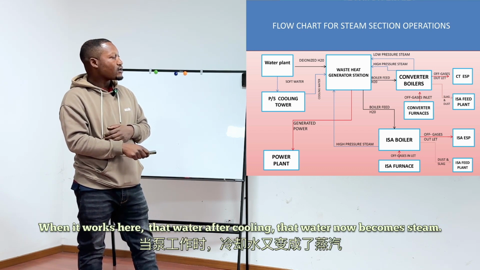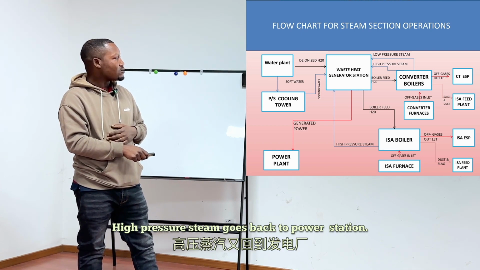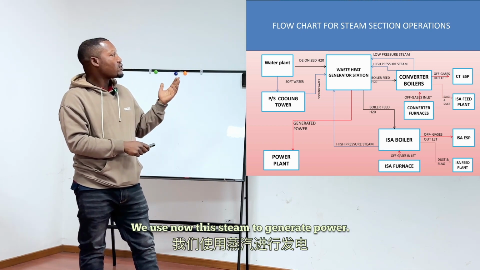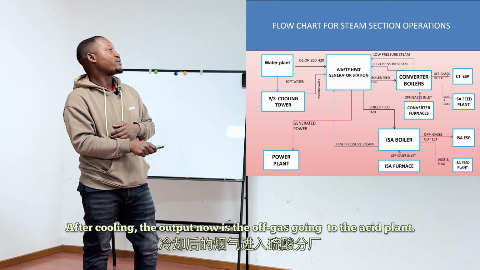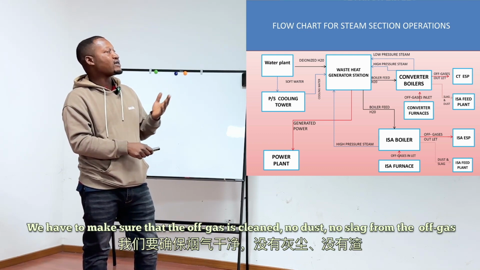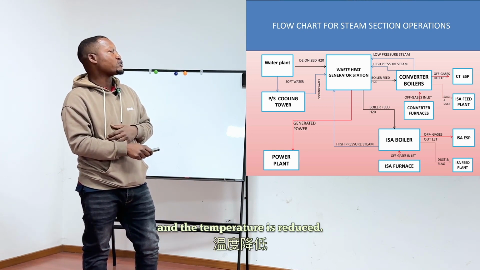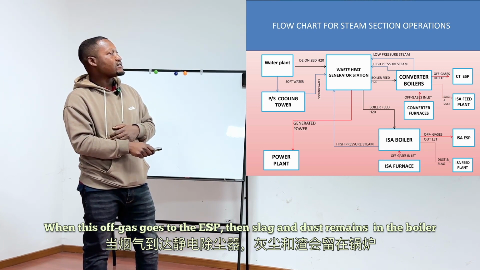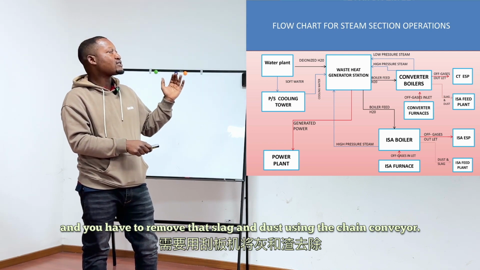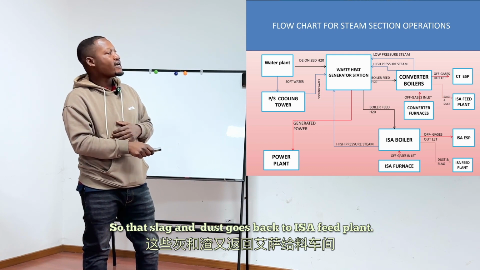When it works here, after cooling, that water now becomes high pressure steam. It goes back to power station. We now use this steam to generate power. After cooling, the output is off gas going to the acid plant. We have to make sure that the off gas is cleaned, with no dust and no slag, and the temperature is reduced. When this off gas goes to the ESP, the slag and dust remain in the boiler, and we have to remove that slag and dust using the chain conveyor. That slag and dust goes back to the ISA feed plant.